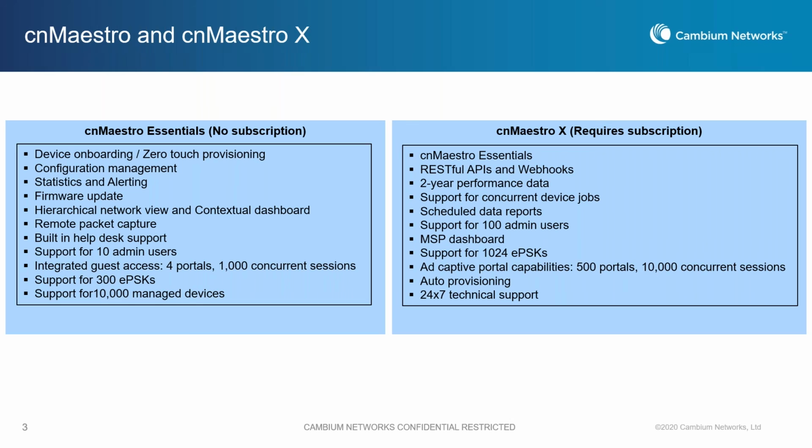If you have multiple sets of devices, you have a main dashboard, you've got your own homegrown dashboard, you can use APIs to control, manage, and configure cnMaestro. Then you have 2 years of performance data versus 7 days with Essentials, right? So this is all the stats that you can get. There's some nuance to this: 2 years for fixed wireless and 1 year for enterprise Wi-Fi, but nonetheless much more than 7 days. You have support for concurrent device jobs.